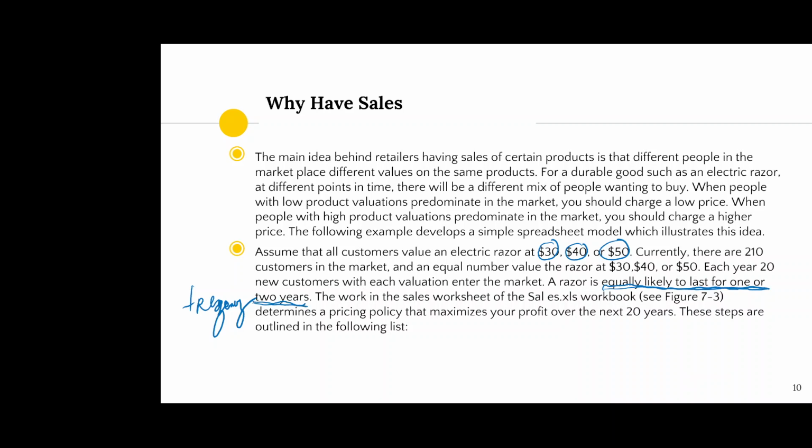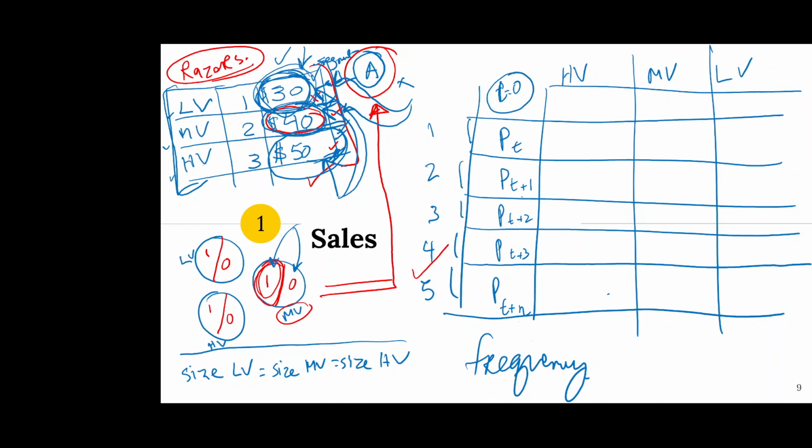Equally likely. So it's not 30% that is likely to stay for 1 year and 40% is likely to stay for the second year and the remaining, which is about another 30%, for the third year. It's a very simple assumption, equally likely. So 50% likelihood it will stay for 1 year and 50% likelihood it will stay for 2 years. Meaning, if I bought the razor at time t equals 0, 50% it will last here, 50% it will last here. Good? Understandable? Very good.